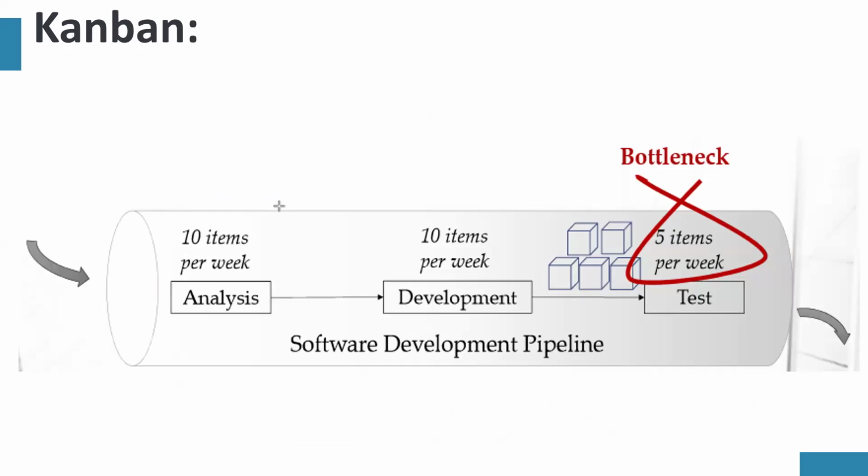So let's say that you have some analysts, business analysts that can analyze 10 items of work per week. You have developers that can do the same amount of work per week, but you don't have enough testers. The testers you have can only test 5 items per week. Now, Kanban uses what we call a pull system. And what does pull system mean? It means that work is not pushed, right? And what do I mean work is not pushed?